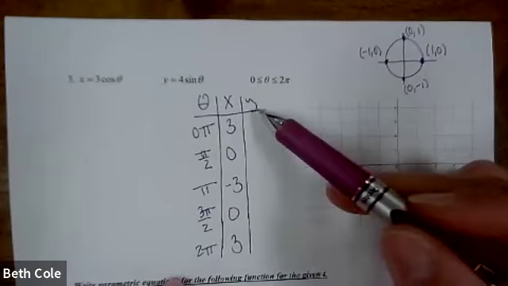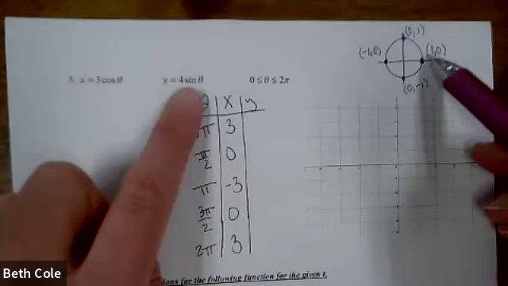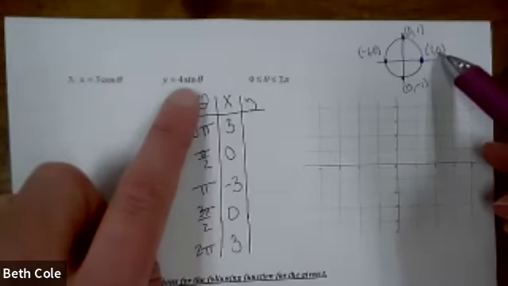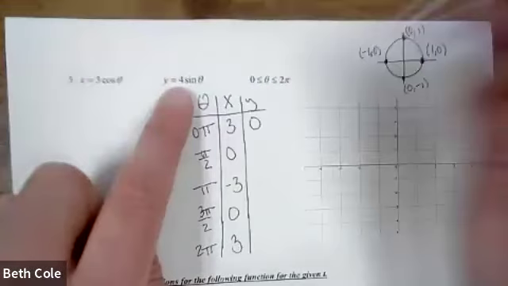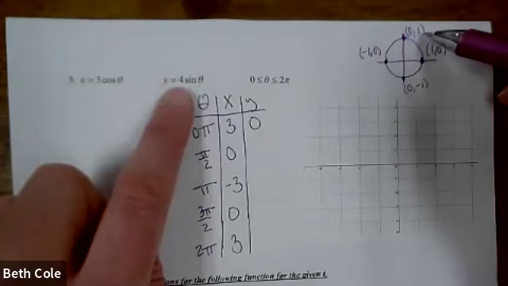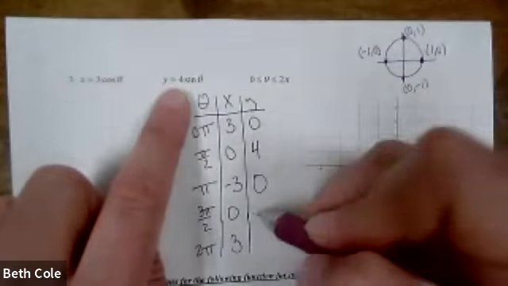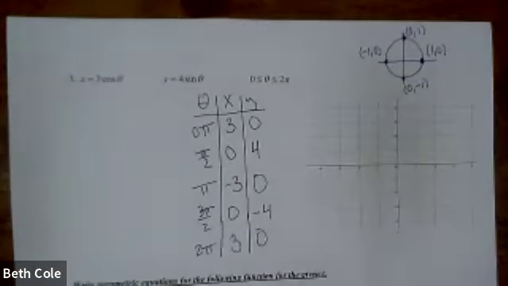Right? Now let's do y. Exact same thing, but sine is what part of the point? It's the y coordinate. So for the first one, 0 times 4 is 0. At pi over 2, it would be 1 times 4 is 4. And then 0, and then -4, and then back where you started.